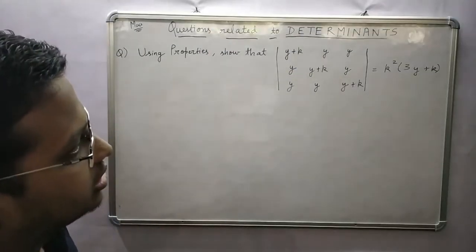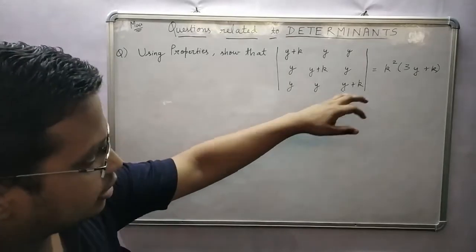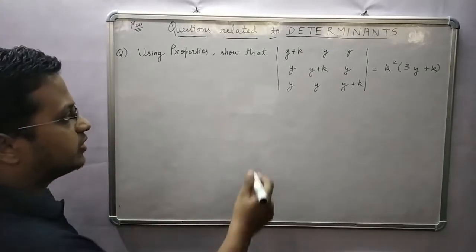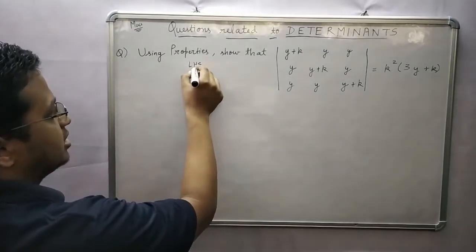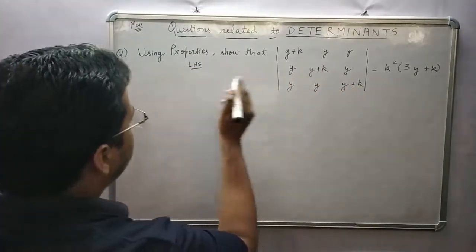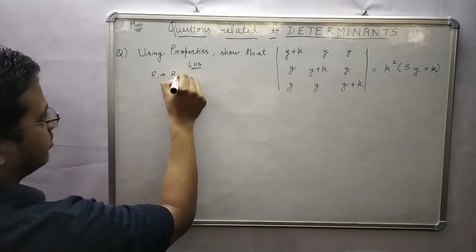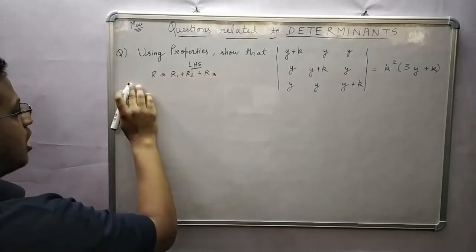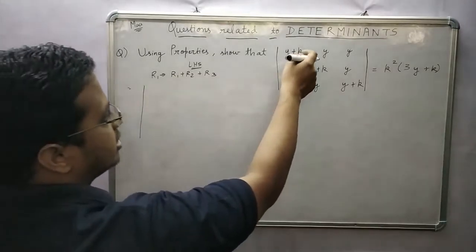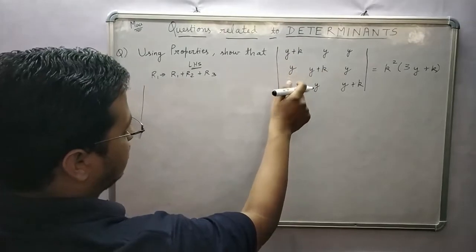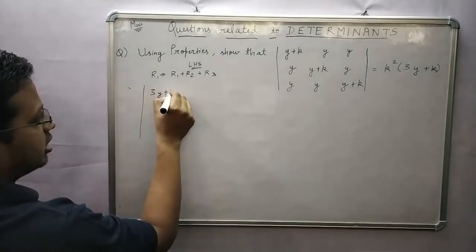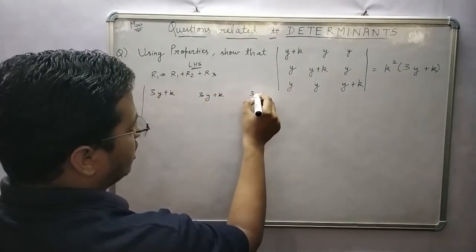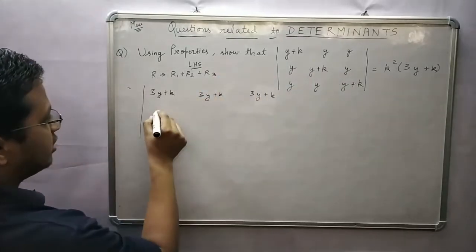Coming to the next question, we have to show that the value of this determinant is equal to that using properties of determinants. So let's proceed from LHS. Let us apply R1 changes to R1 plus R2 plus R3. So our determinant becomes: R1 will be changed to R1 plus R2 plus R3. So y plus y plus y, 3y plus k. Similarly, 3y plus k, and here also 3y plus k. R2 and R3 will remain as they are.